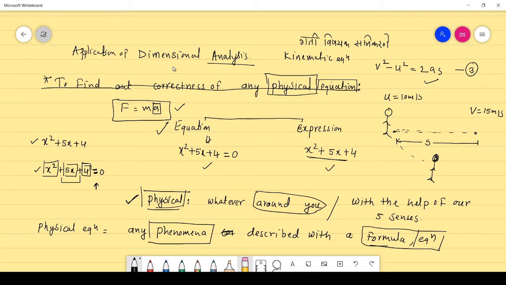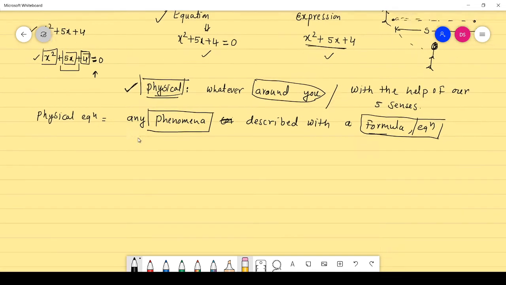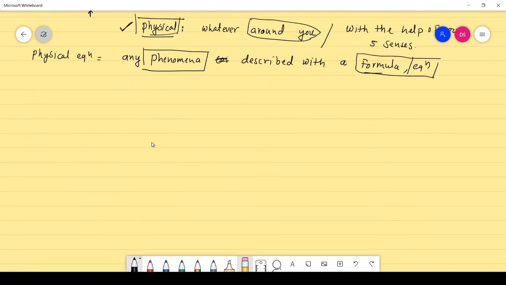मग तुम्ही म्हणाल की सर ह्या ऍप्लिकेशन मध्ये जे आपण काय बघतोय, टू फाइंड द करेक्टनेस ऑफ द फिजिकल इक्वेशन. So this equation is right or wrong, that we can find out with the help of dimensions, or with the help of dimensional analysis. Now how to find out, what is the procedure to find out whether that particular equation is right or wrong?